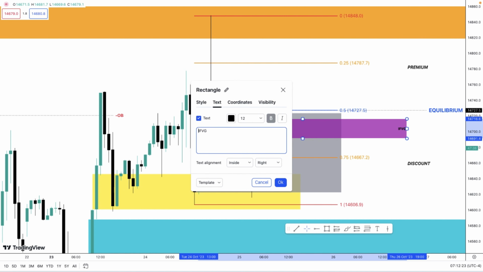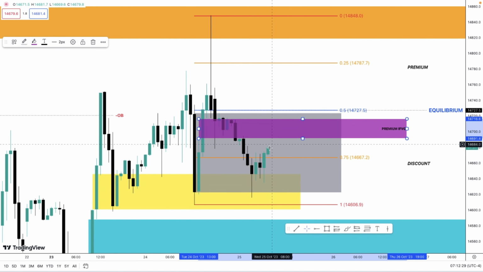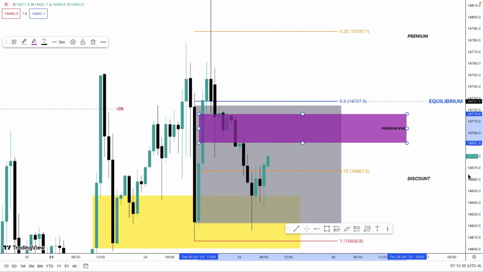So it's a premium. Why is it premium? Because price is currently trading below it. Wait a minute. If we have equilibrium here, anything below is discount. Why is this premium?